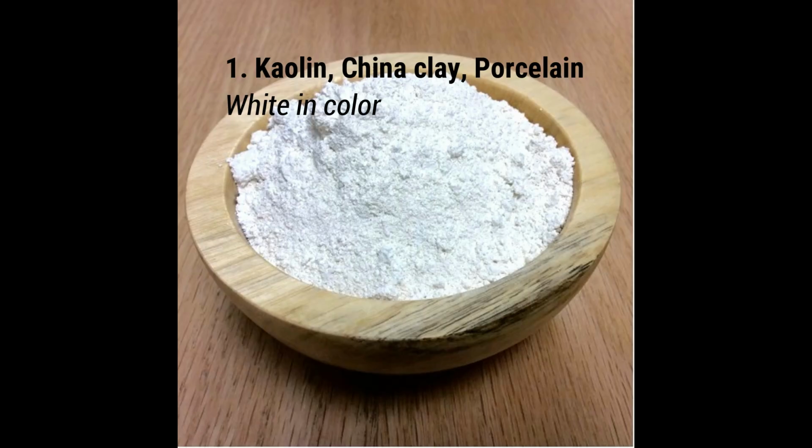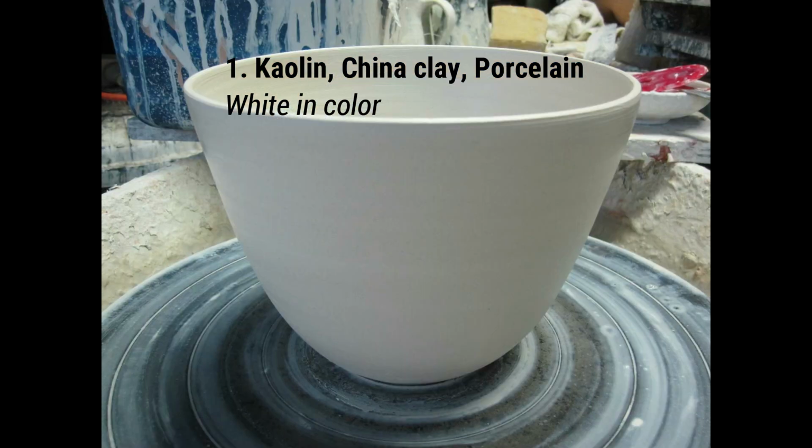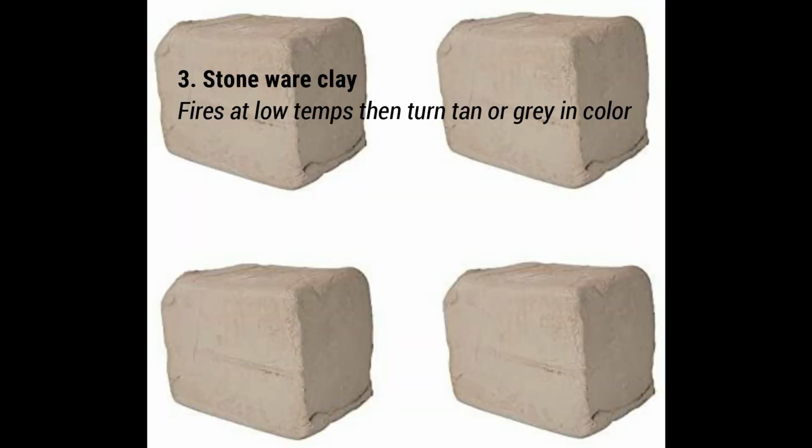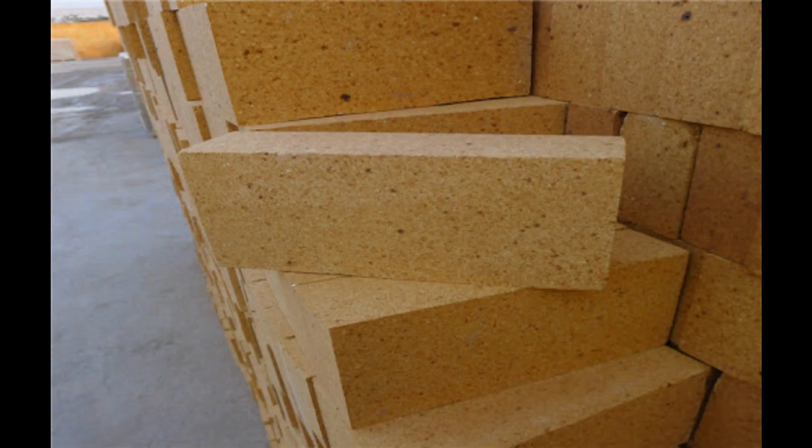We have kaolin clay, also known as china or porcelain clay. It is white and doesn't change color after firing. Ball clay is very plastic and sticky with a high degree of shrinkage. It's used as a blending clay. Stoneware clays are clays which fire at light temperatures and turn to a tan or gray color.